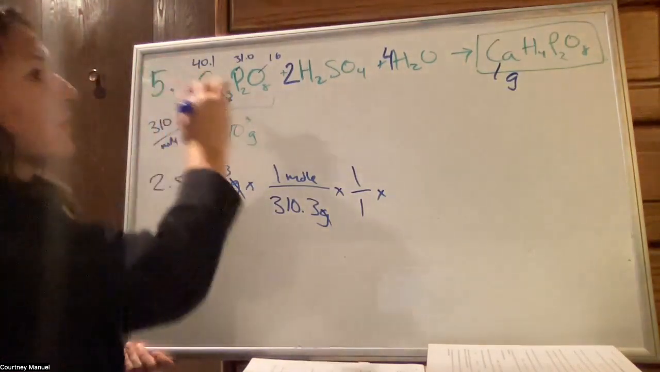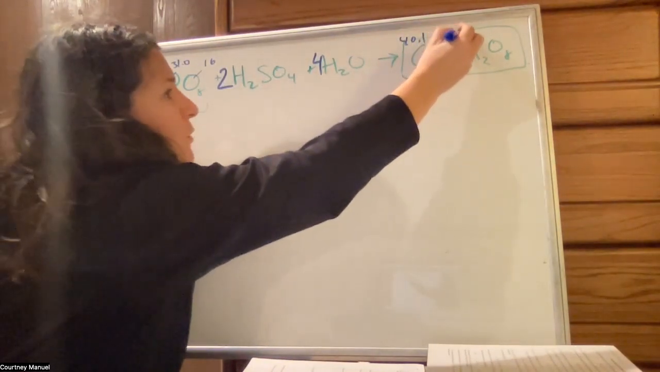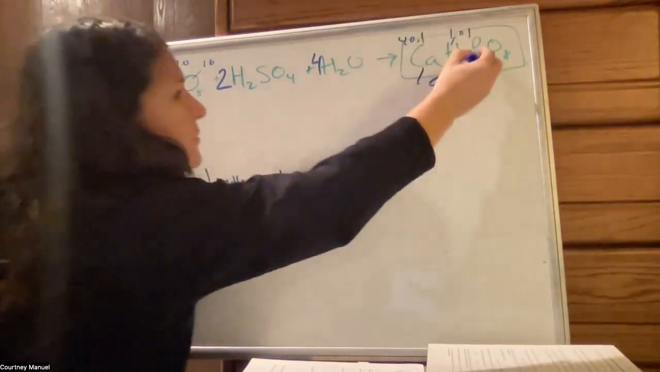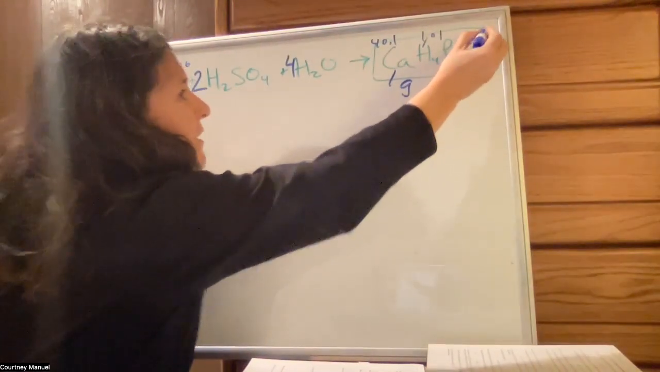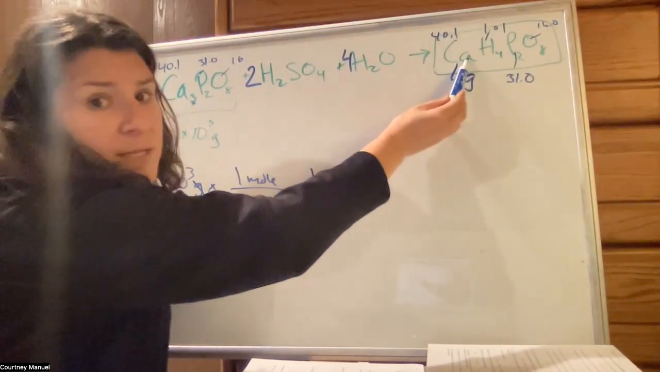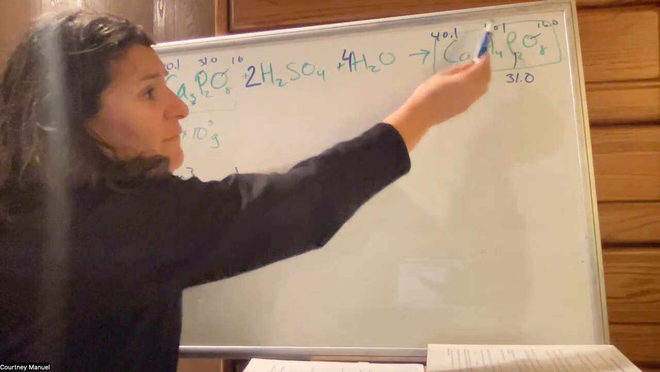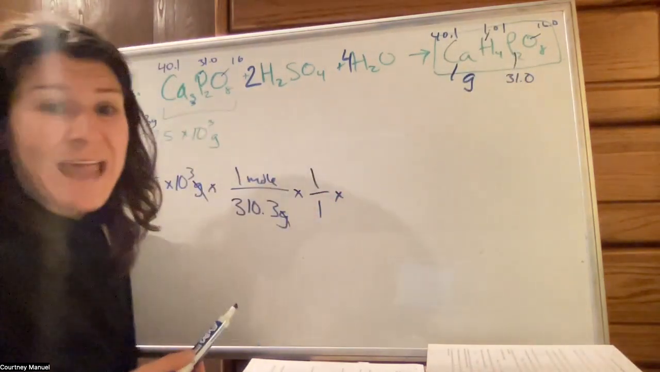We've got our calcium, which we know is 40.1. Our hydrogen we know is 1.01. Our potassium we learned is 31. And our oxygen is 16. And now you multiply each of those by its subscript. So calcium you don't, that's just a 1. But hydrogen is going to have 4 of those. Potassium is going to have 2 of those. And oxygen is going to have 8 of those.